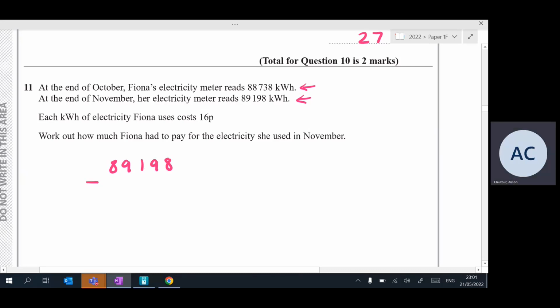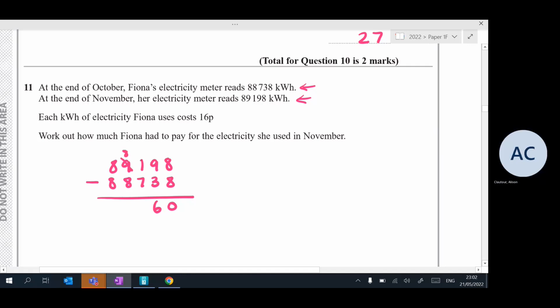So we're doing the November one, take away the October one. 8 take away 0, 9 take away 3 is 6, 1 take away 7 I can't do, so I'm going to borrow. And 11 take away 7 is 4. So she's actually only used 460 kilowatts. So we're then doing 460 times 16p.